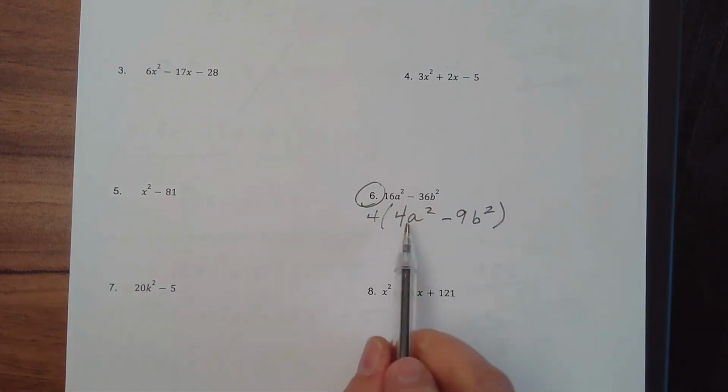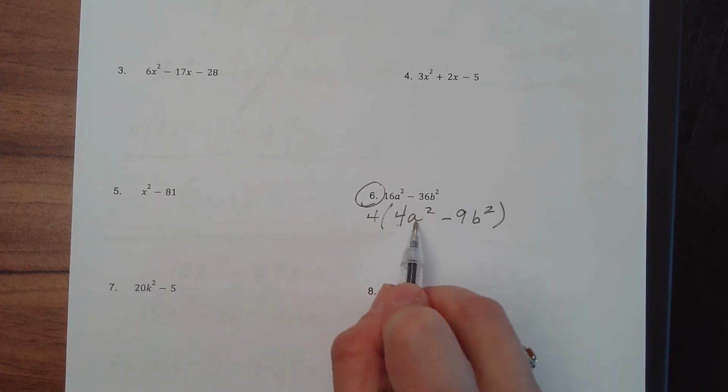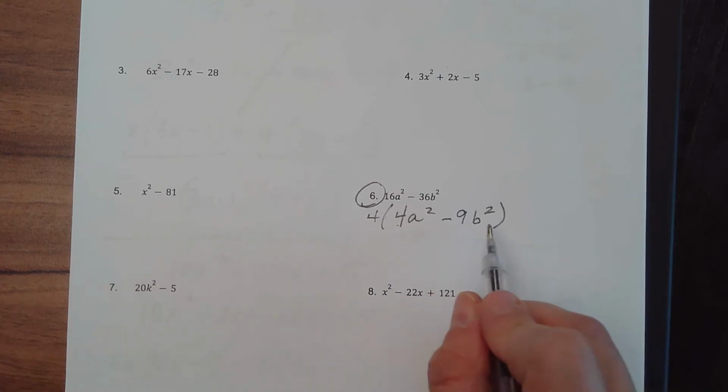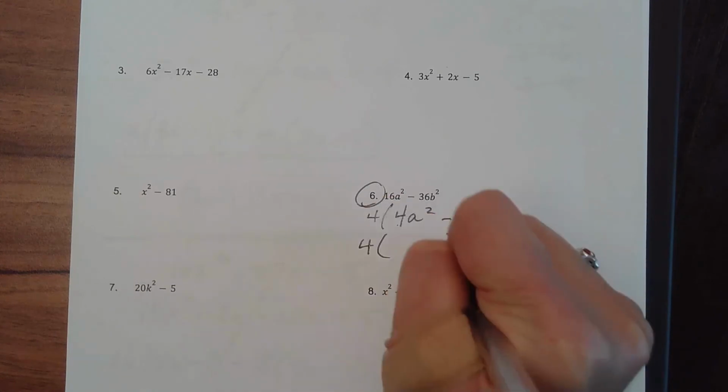Step 2, now look to see if you have a difference of two squares. I do. 4 is a perfect square, a squared is a perfect square. 9 is a perfect square, b squared is a perfect square. And there's a subtraction sign in between. So let's set up our two parentheses.